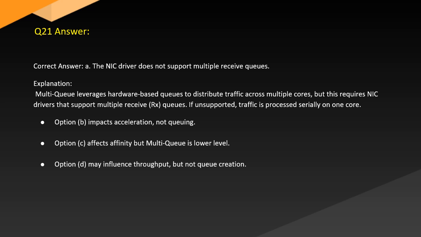Answer. Correct answer: A. The NIC driver does not support multiple receive queues. Explanation. Multi-Queue leverages hardware-based queues to distribute traffic across multiple cores, but this requires NIC drivers that support multiple receive (RX) queues. If unsupported, traffic is processed serially on one core. Option B impacts acceleration, not queuing. Option C affects affinity, but Multi-Queue is lower level. Option D may influence throughput but not queue creation.